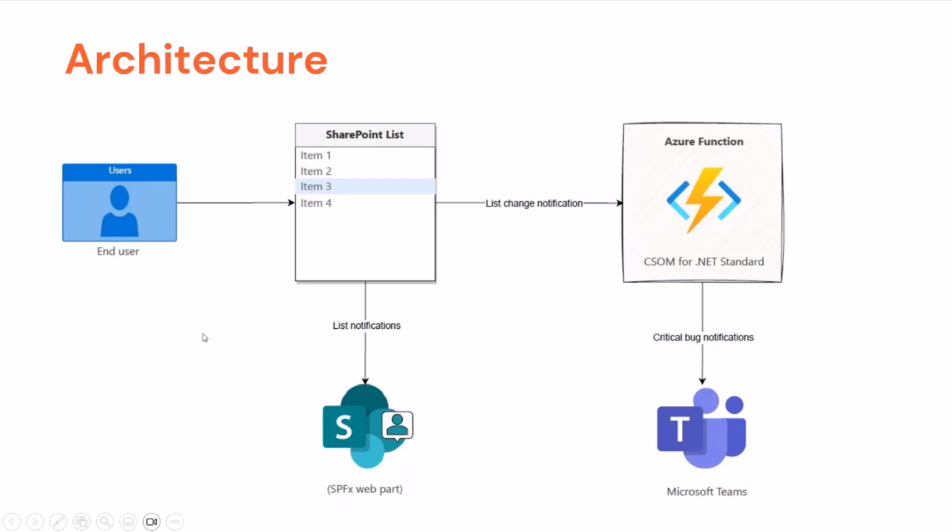What does that look like? We have an end user. The end user adds an item into the SharePoint list. We have an SPFx web part, like an incident dashboard, which is subscribed using the list notification capability. So as soon as the change happens here, we get to know and the change gets populated in our web part. The data is refreshed automatically. We don't need to reload the page. That's how the list notification works.